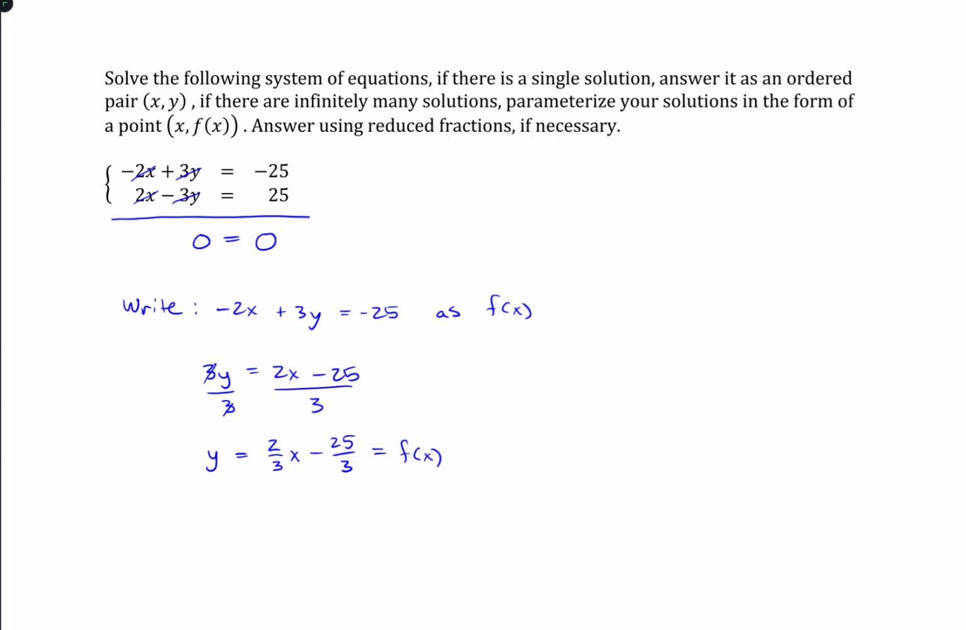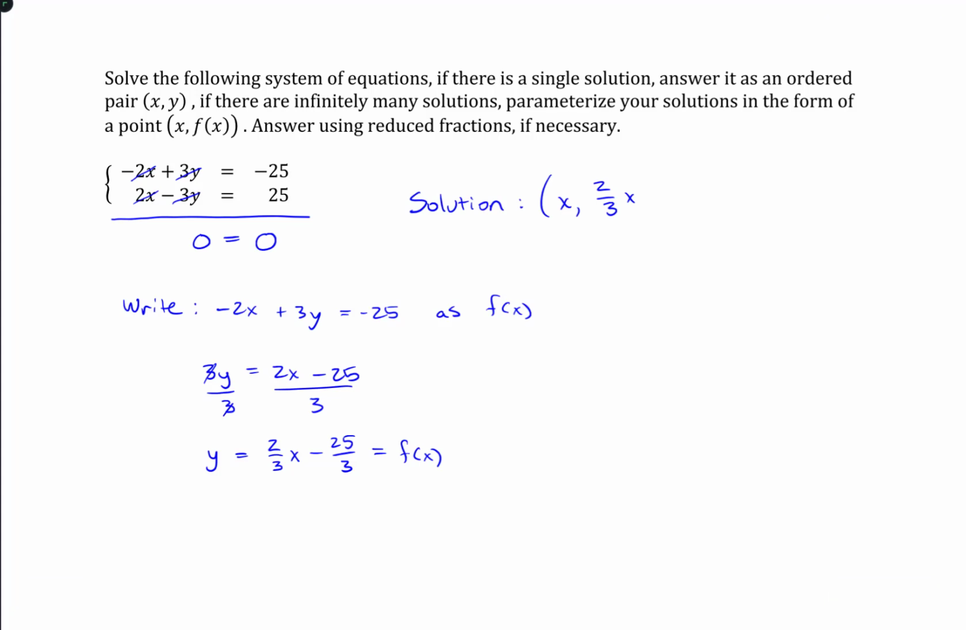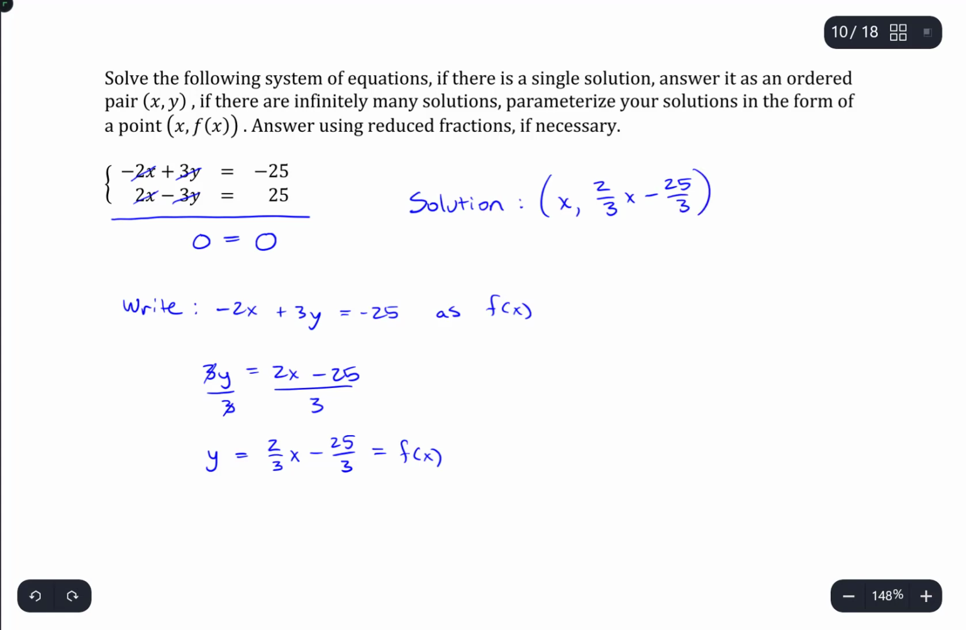So when I give my solution, the solution is of the form x comma f of x. So my solution I'll write as x, and x is known as a free variable, so you can pick whatever you want for x. But when you choose something for x, you put that value into the equation 2/3 x minus 25/3 in order to come up with a solution pair xy that solves the system. And this will work for any value of x that you choose.